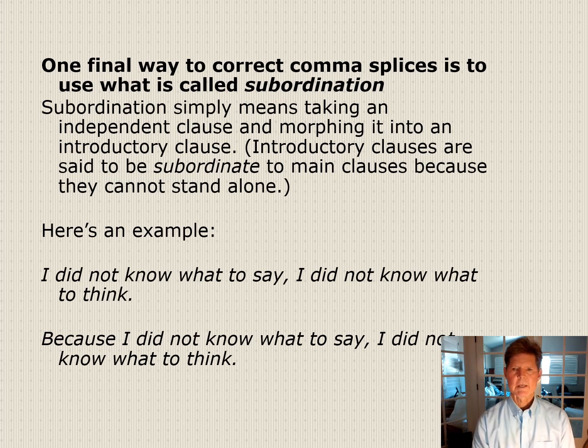One final way to correct comma splices is to use what is called subordination. Subordination simply means taking an independent clause and morphing it into an introductory clause. Introductory clauses are said to be subordinate to main clauses because they cannot stand alone. Here's an example. "I did not know what to say, I did not know what to think" can become "because I did not know what to say, I did not know what to think."